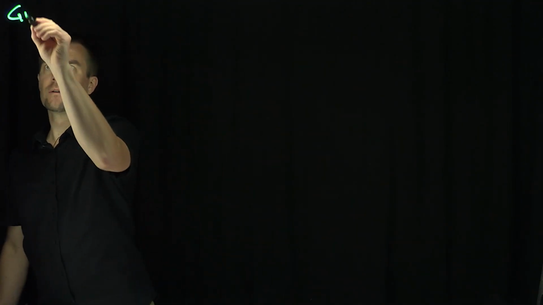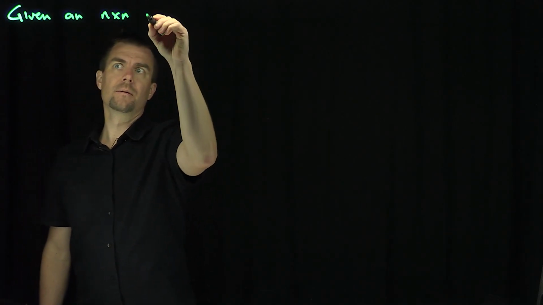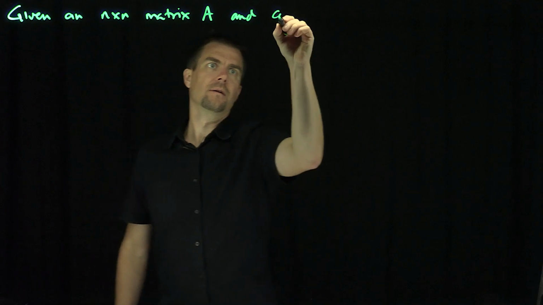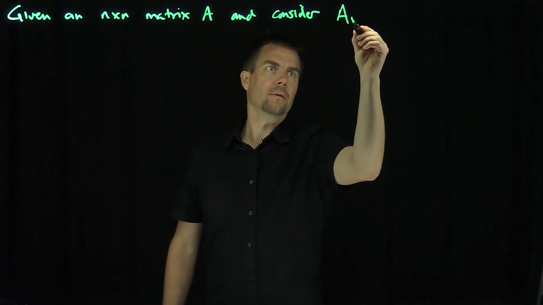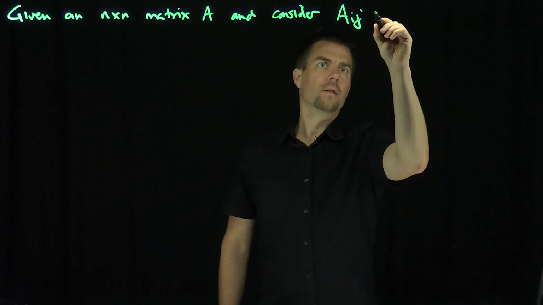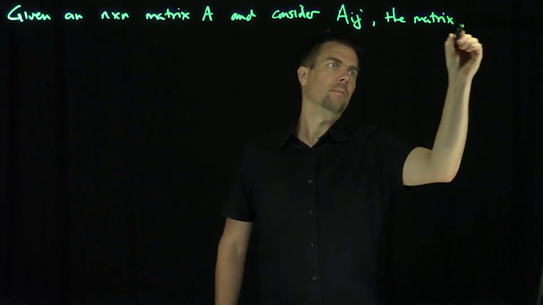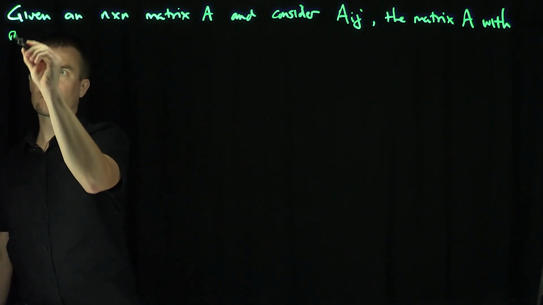Hello students, in this video we'll see several properties of the adjugate matrix. Let's be given an n by n matrix A and consider Aij, our standard notation, the matrix A with row i and column j removed.